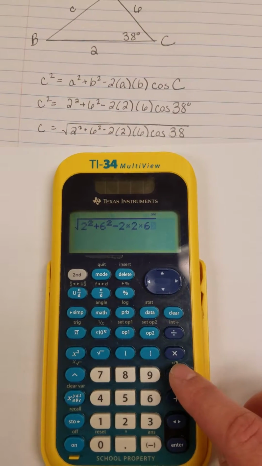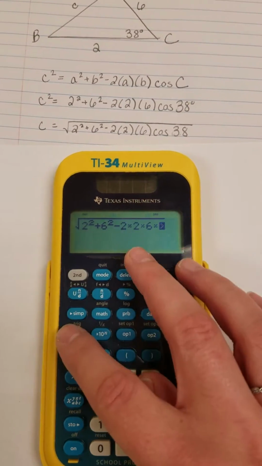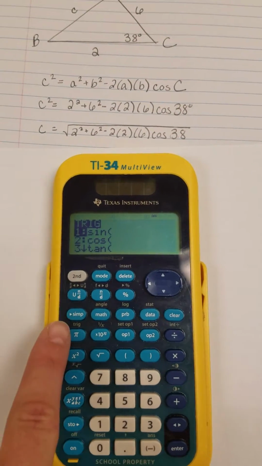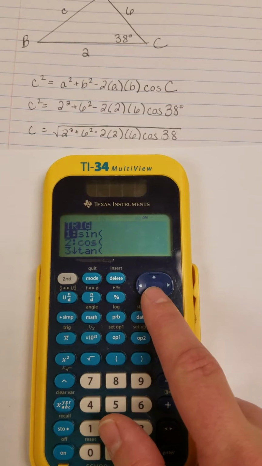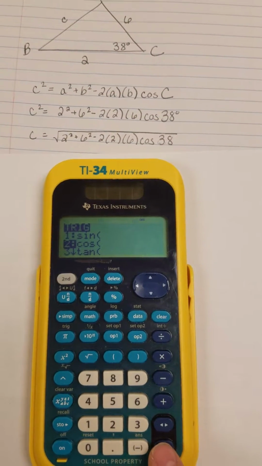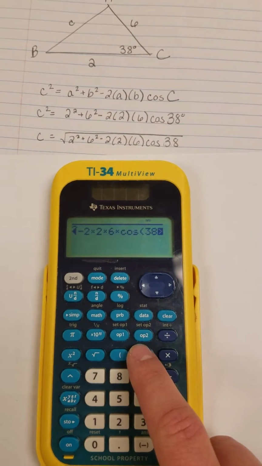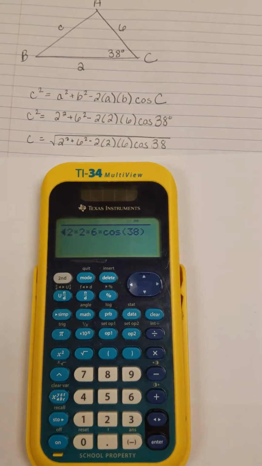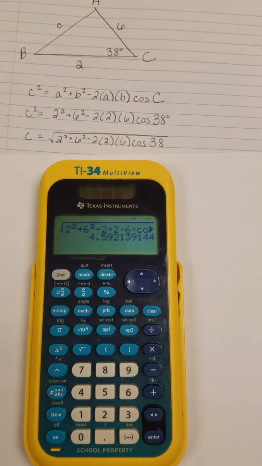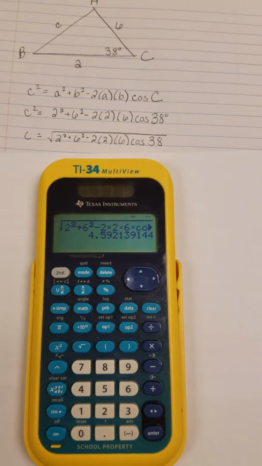And then now we need to do times the cosine. So for that you hit second pi, which gets you to your trig functions. You can hit the number 2 or use the arrow function here, and then you want to put in your angle measure. And you can just hit enter. So it's all just put in there as one step.